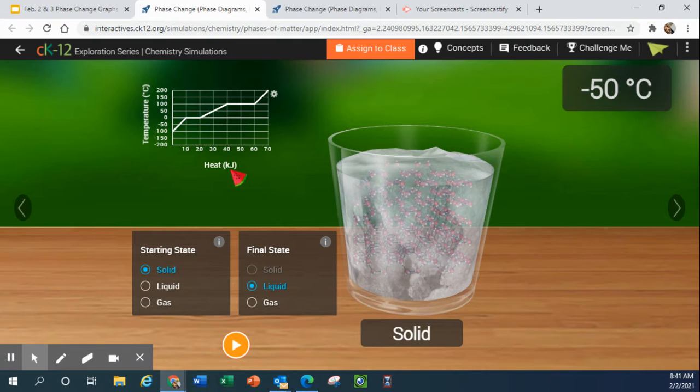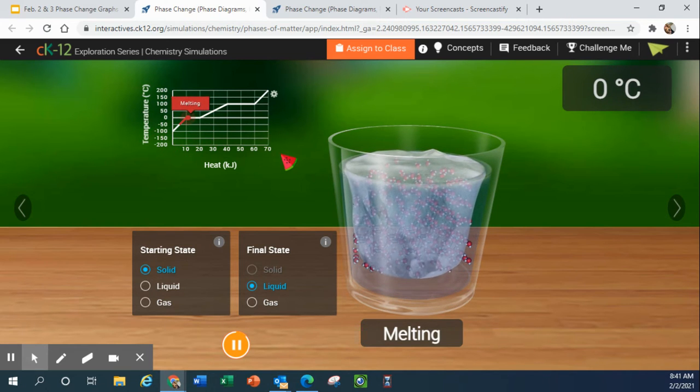And here is what we're going to look at here, like what is the state of matter right now? And it says it's a solid. Here's the temperature, -50 degrees. And then there is the phase change graph. So our starting state is a solid, and we're going to look at the final state to a liquid.